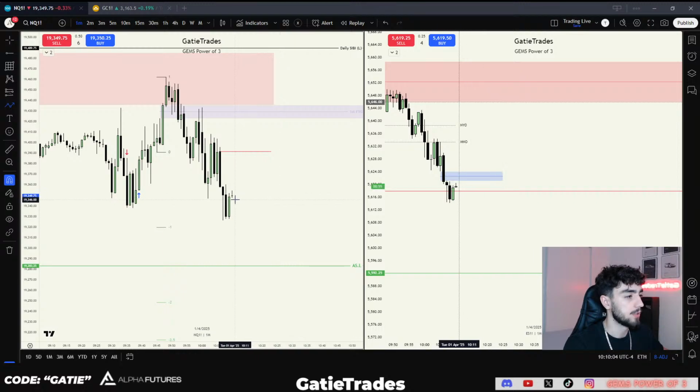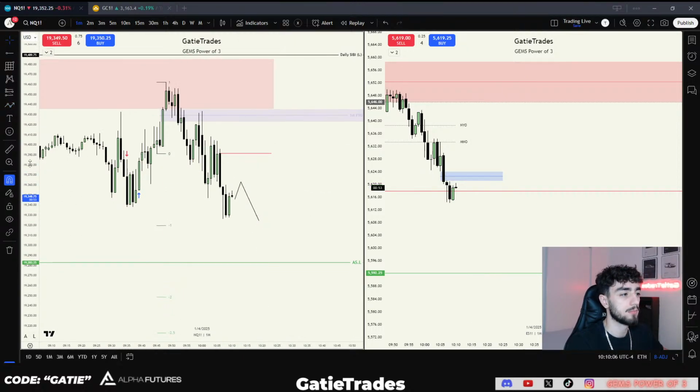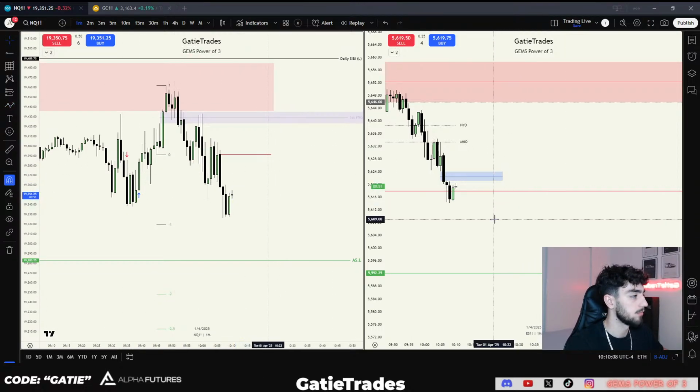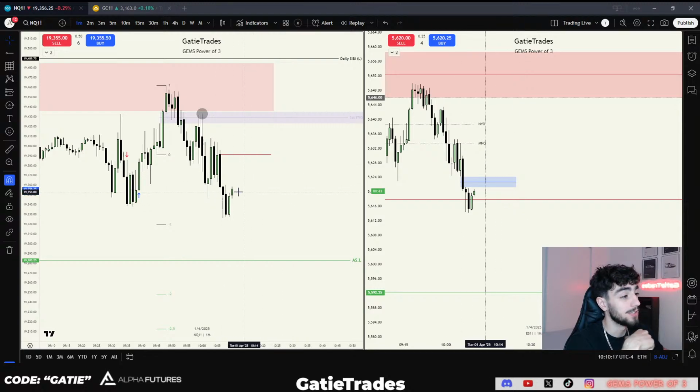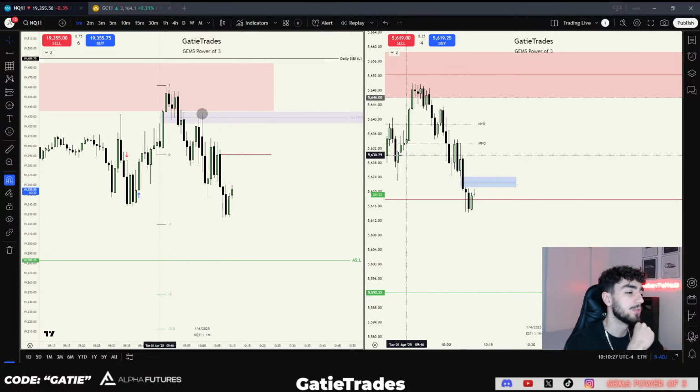So I'm looking for something like this, potentially expecting this high to not be taken. But we'll see if that forms. If it doesn't form and we fail that idea, then I would probably expect it to take out this high, and then probably this one. So we'll just kind of wait and see.